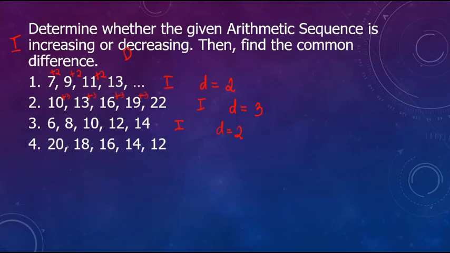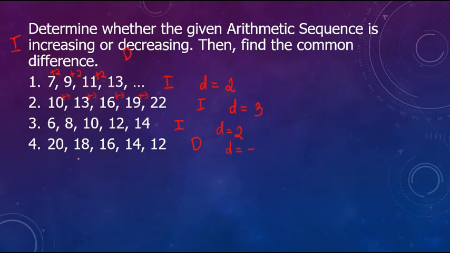Okay, next, you have 20, 18, 16, 14, 12. Pataas or pababa? O, pababa na yan. So, this is now a decreasing arithmetic sequence. Again, take note, pag increasing, positive ang common difference. Pag decreasing, negative ang common difference. Since this is a decreasing arithmetic sequence, so therefore, the common difference is negative.